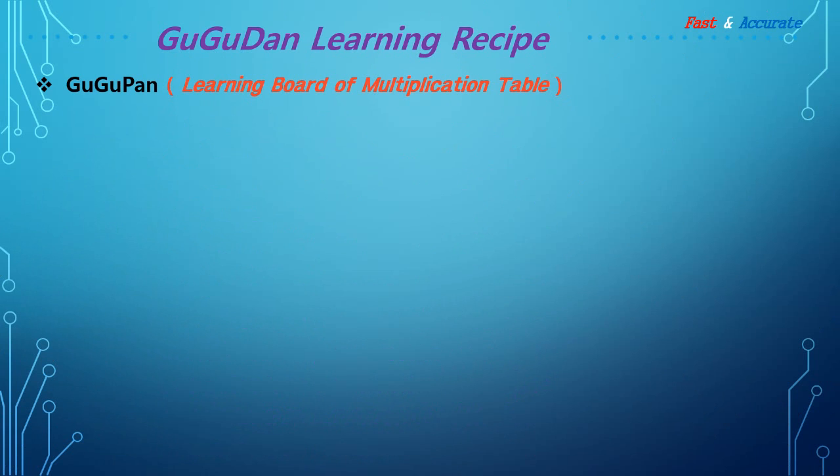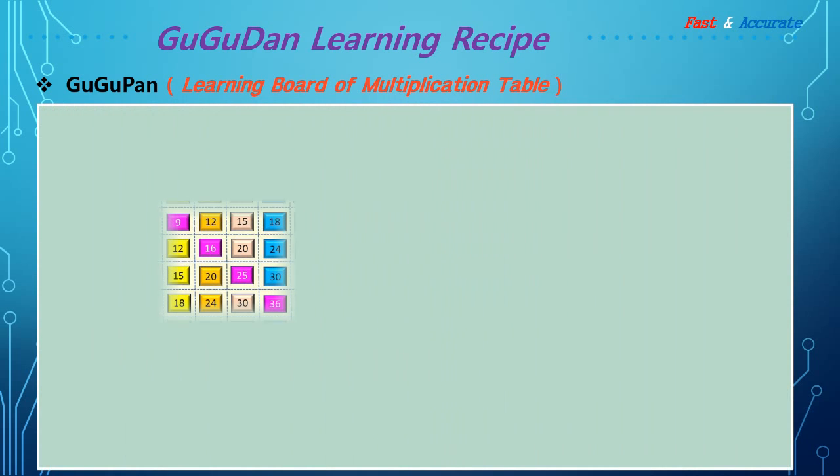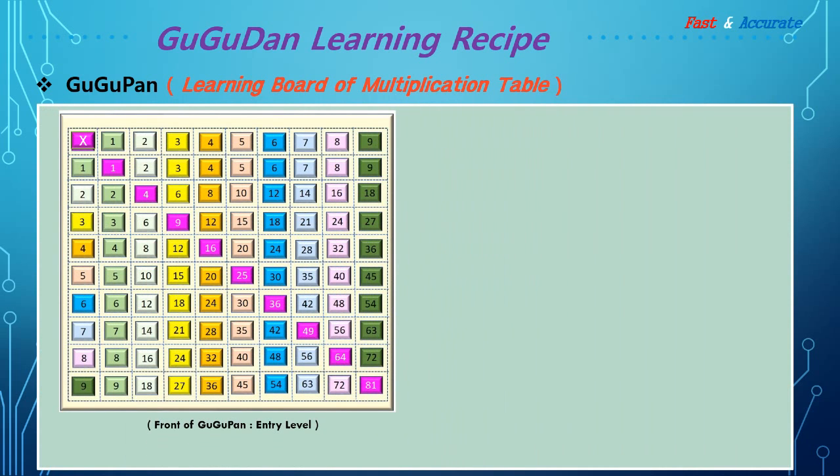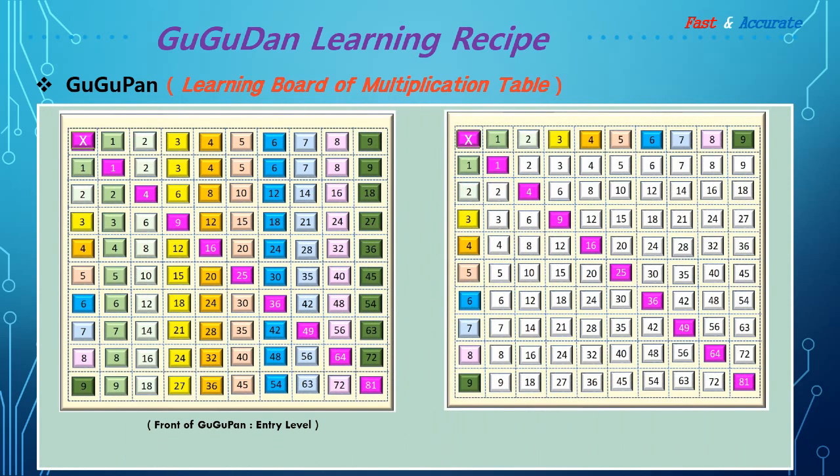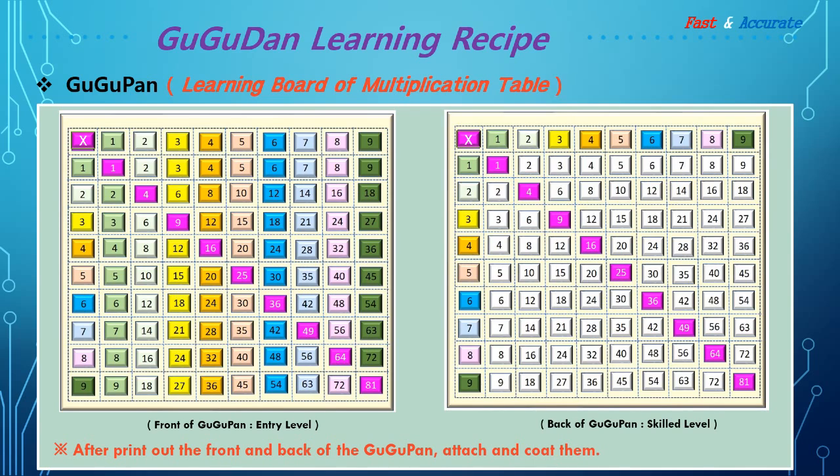The GuGuPan consists of front of GuGuPan and back of GuGuPan, as you can see in the slide. The front of GuGuPan shows the multiplied values from 1 times table to 9 times table in the same color for each time table. And the back of GuGuPan shows only the multiplied values corresponding to the square numbers between 1 times table to 9 times table in the same color and the remaining values in white. If we print out each of these two sides and attach them so that you can see the front and back, you will create a GuGuPan for your children's Gugudan study.